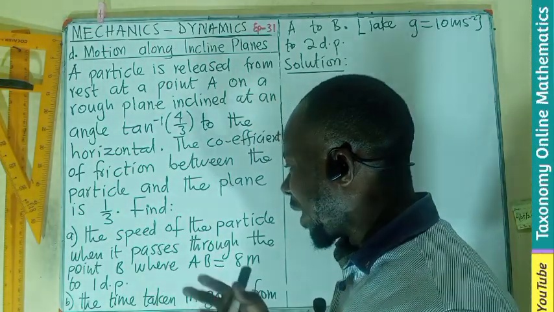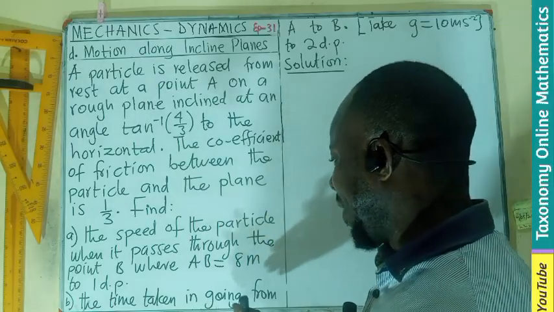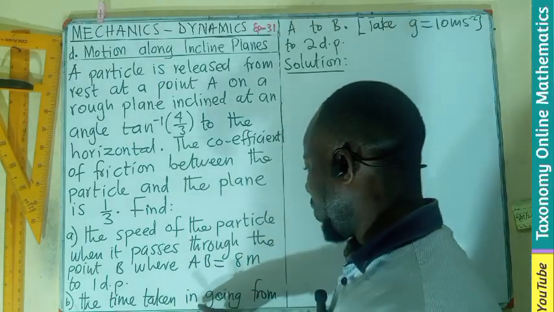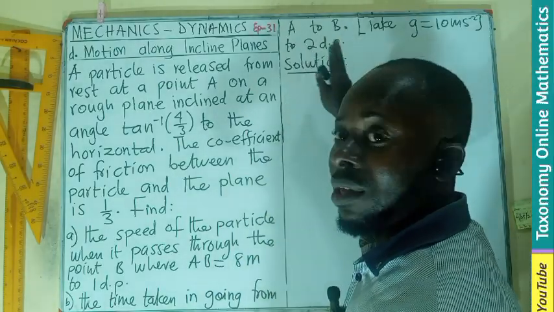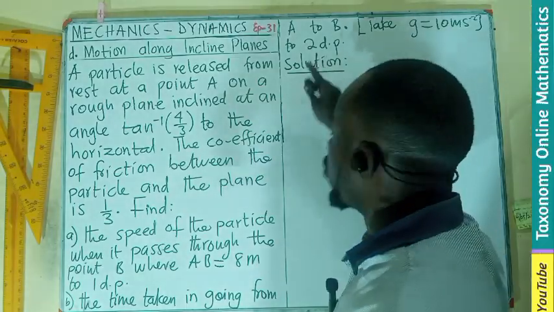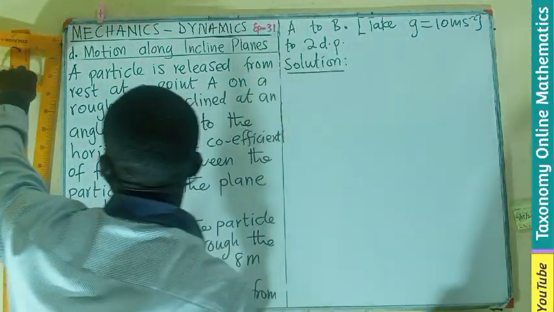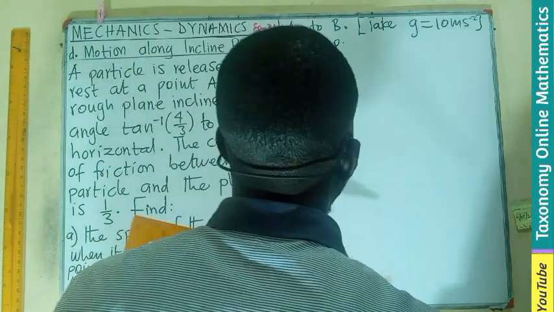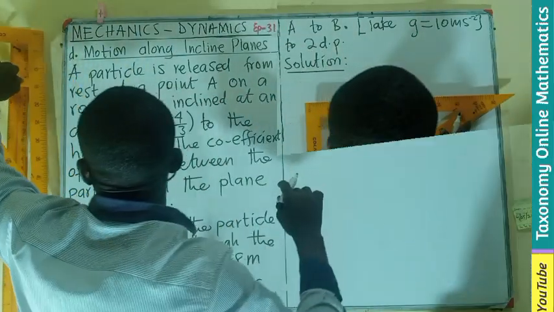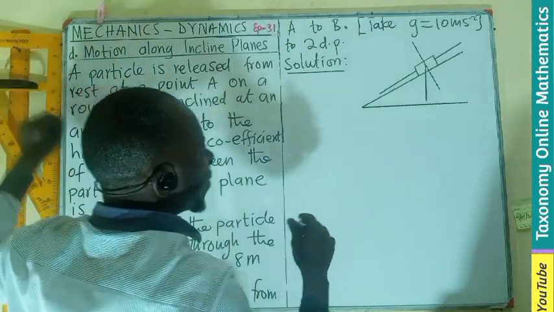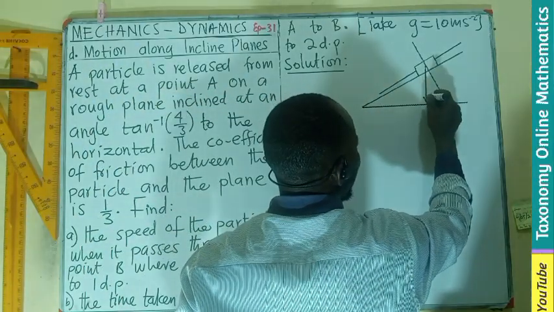We are to do that to one decimal place, and find the time taken in going from point A to point B to 2 decimal places. Let's see if we can make a rough sketch of that inclined plane.